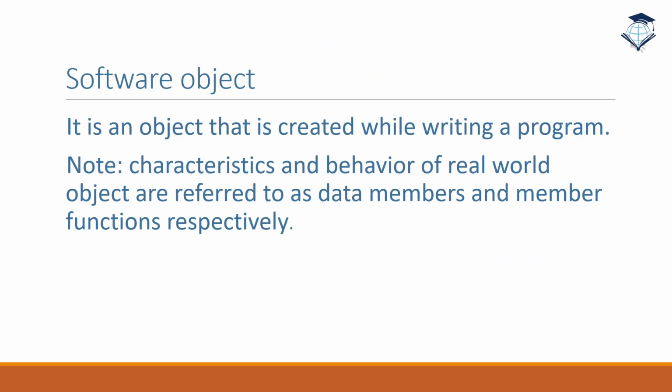Software object: it is an object that is created while writing a program. Note: characteristics and behavior of real-world object are referred to as data members and member functions respectively.